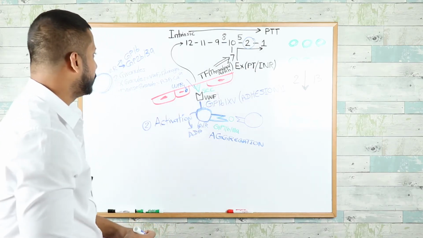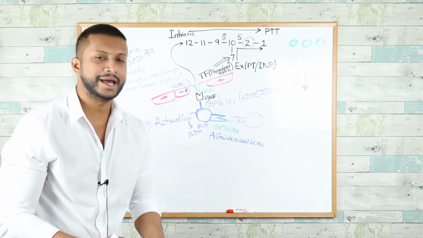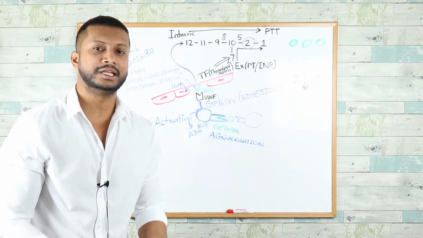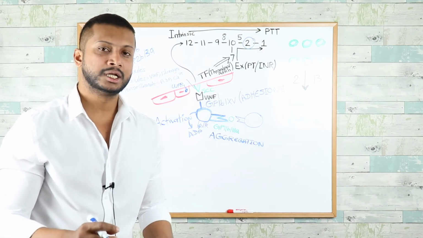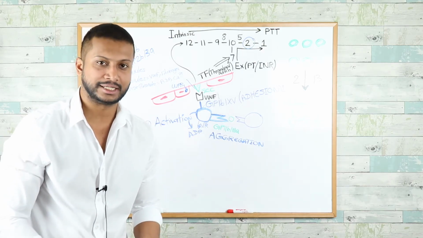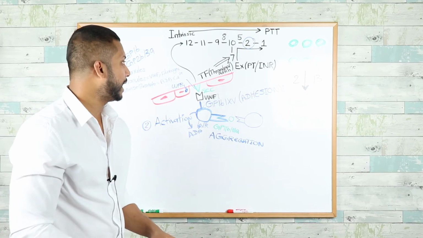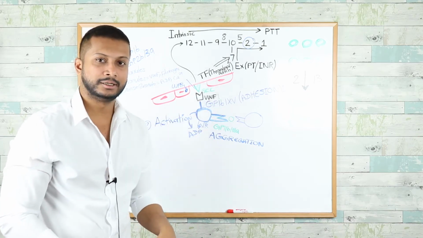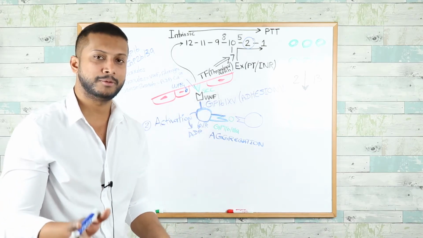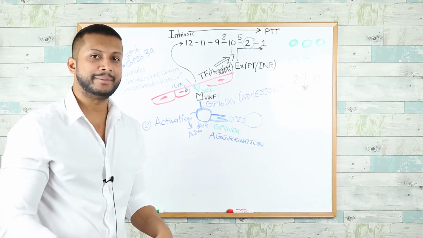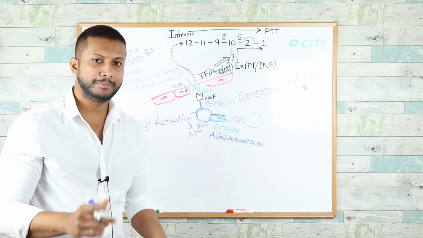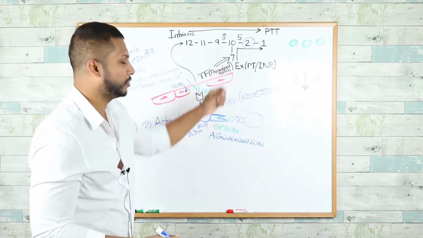Alright? And what about your extrinsic pathway then? Yes, that also is kick-started initially, but not by subendothelial collagen, but by something else known as tissue factor. Tissue factor, also known as thromboplastin. Alright, tissue factor or thromboplastin is released the moment you damage an endothelial cell, and the thromboplastin is going to go and activate your factor 7.